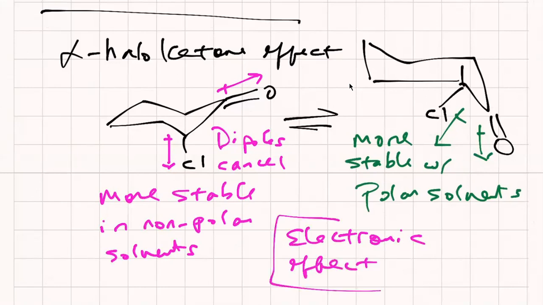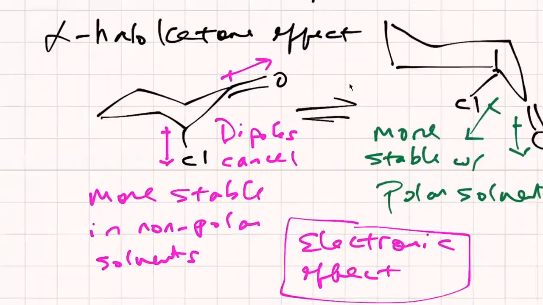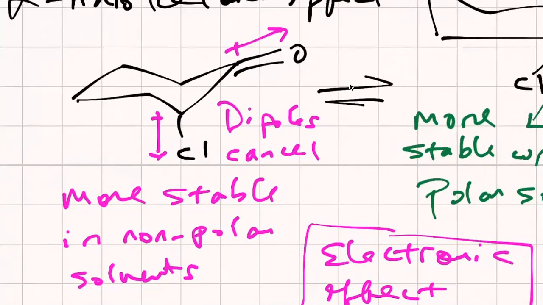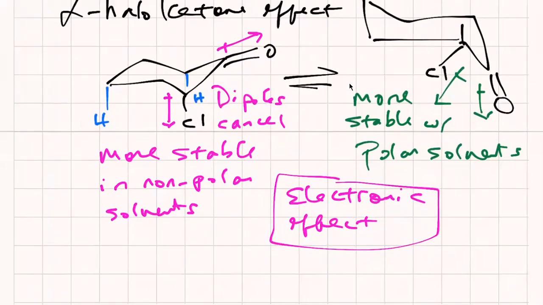And you can see here that even with 2 1,3 diaxial interactions from the hydrogens that are on this ring here and here, the electronic effect outweighs the steric effect for chlorine, for the alpha halogen. This is favored in a non-polar solvent, and when we put it in a polar solvent, the equatorial chlorine is more favored, but it's counterintuitive. You would think that chlorine being axial in any case is going to be disfavored, but that's not always the case.